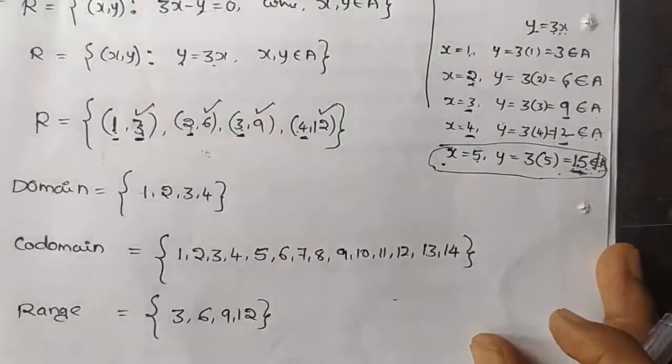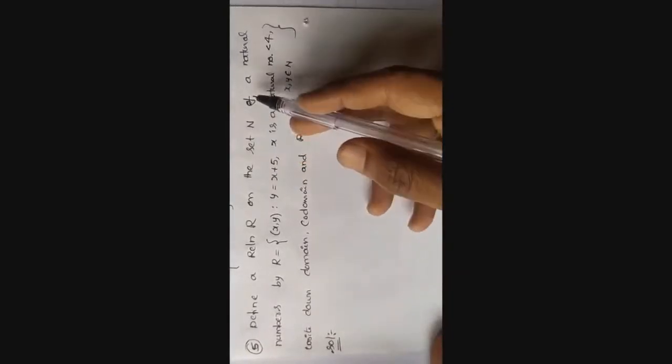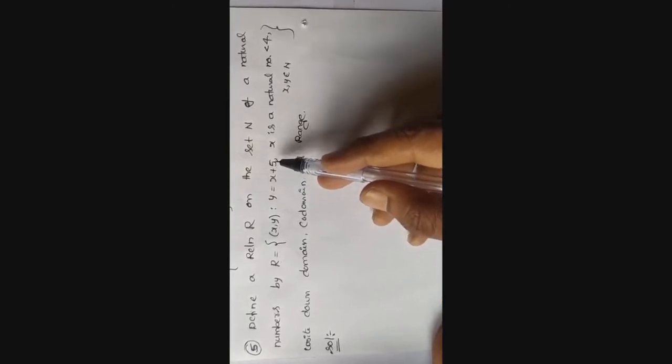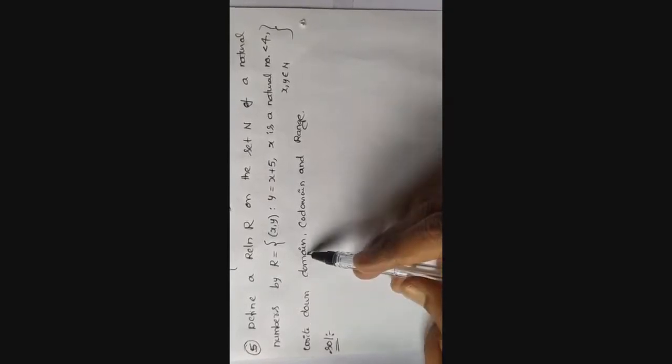Here it is the fifth question. Define a relation R on the set N of natural numbers by R equals the ordered pairs (x, y) such that y equals x plus 5, x is a natural number less than 4, and (x, y) belongs to the set N. Write down domain, codomain and range.